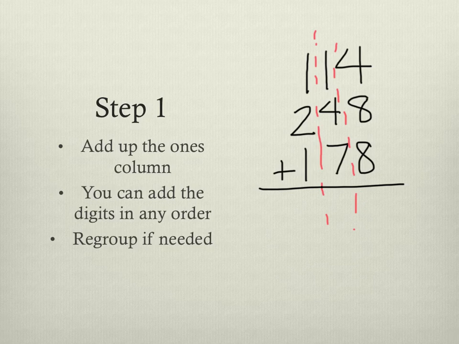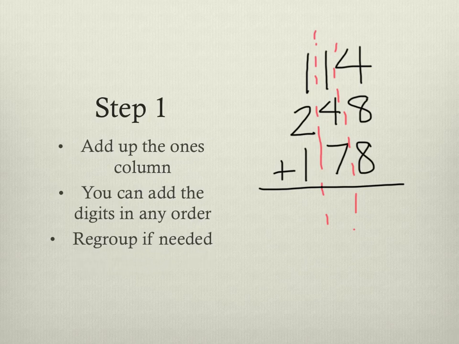I've got my problem lined up, and as you can see, I've lined up my ones column, my tens column, and my hundreds column. All right, step 1, add up the ones column. Because I have more than 2 numbers, I can add the digits in any order. And I know that because of my commutative property.